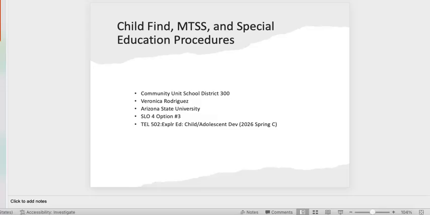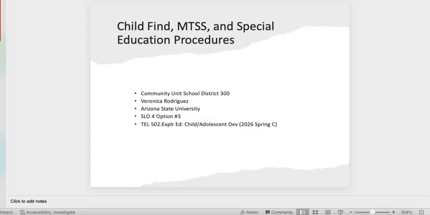In this presentation, I will analyze how Community Unit School District 300, which is located in West Dundee, Illinois, identifies and supports students with disabilities through Child Find procedures, the multi-tiered system of supports, special education evaluation, and individualized education program development. These procedures are guided by the Individuals with Disabilities Education Act, also known as IDEA. IDEA requires school districts to identify students with disabilities and provide them with appropriate educational services.